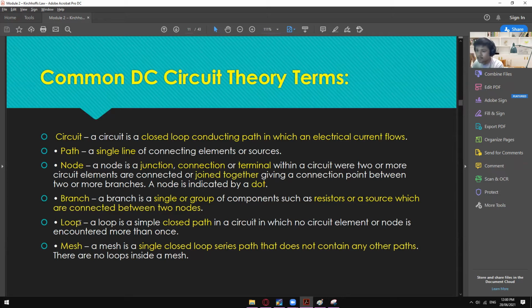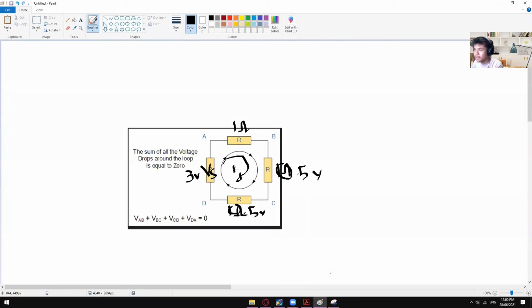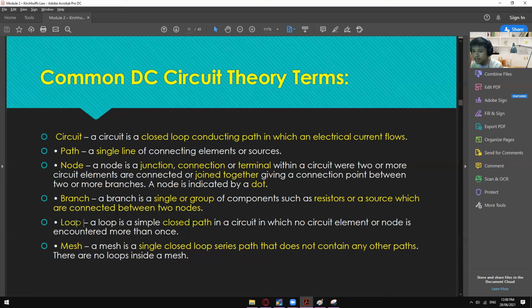And then a loop is just a simple closed path. So if there's a path that will lead you from the start up to the end, and then it leads back to the starting point, we call that one loop. Okay, so in a series circuit, of course we only have one loop, just like this one. Loop number one. If we have another circuit right here, let's say another resistor, then we have another loop right here, which is now called the second loop or loop number two. Okay, so that's it for the loop.